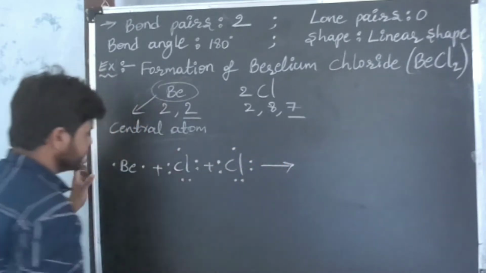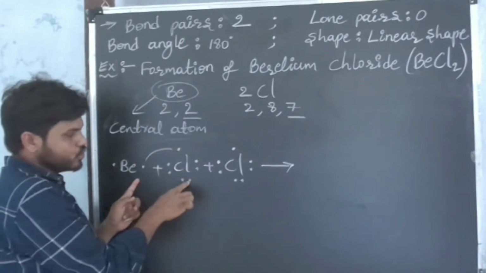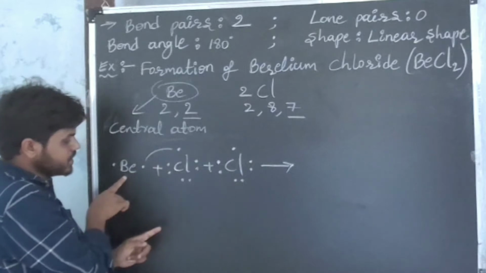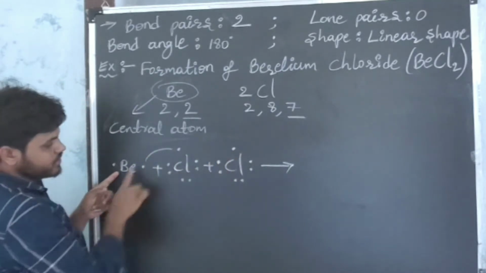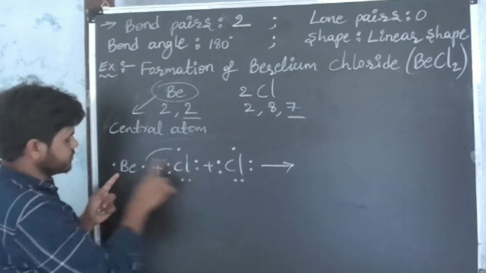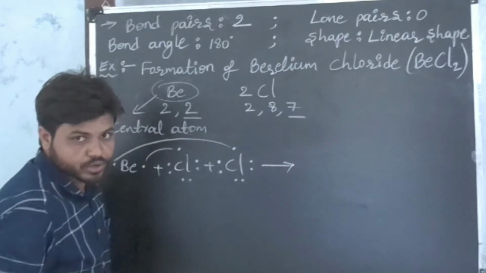Now see here. These two electrons are shared between beryllium and chlorine. These two electrons are shared between beryllium and another chlorine atom.